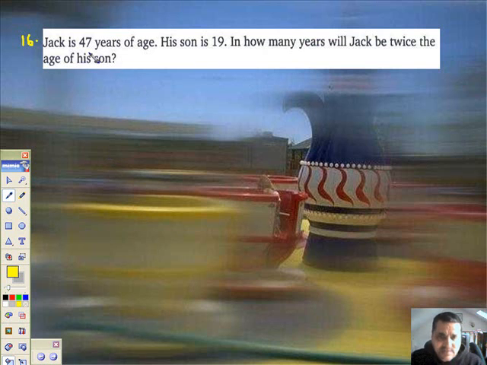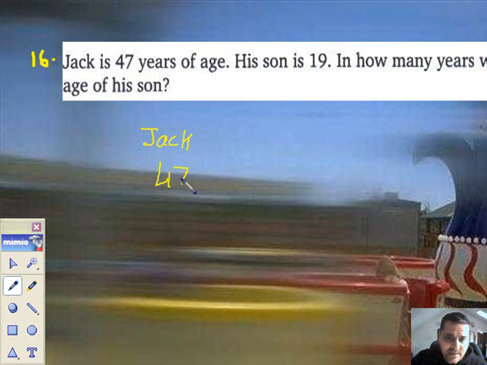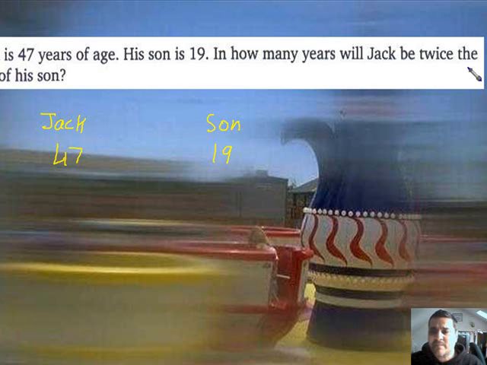Right, it's got here, back to yellow area. It's got here, Jack is 47 years of age. So this is Jack, who is 47. And here's his son, and we should call him son. He is 19. Now, in how many years will Jack be twice the age of his son?